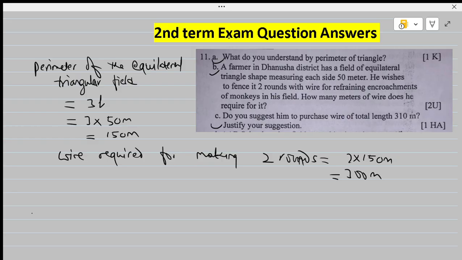Or you can suggest he can purchase 310 meters also, keeping 10 meters extra for the spare. So it depends how you answer it. It will be correct until unless you give some wrong information there. Okay, so 11 A, B, C I did, and I'll go with 11 D now. So let's make clear this first.